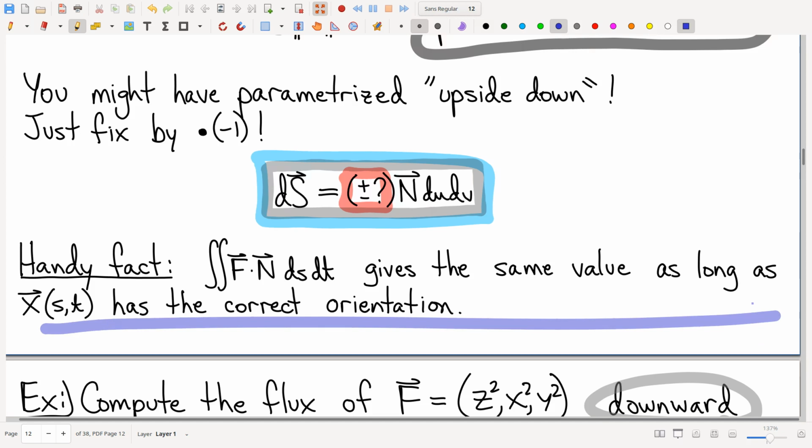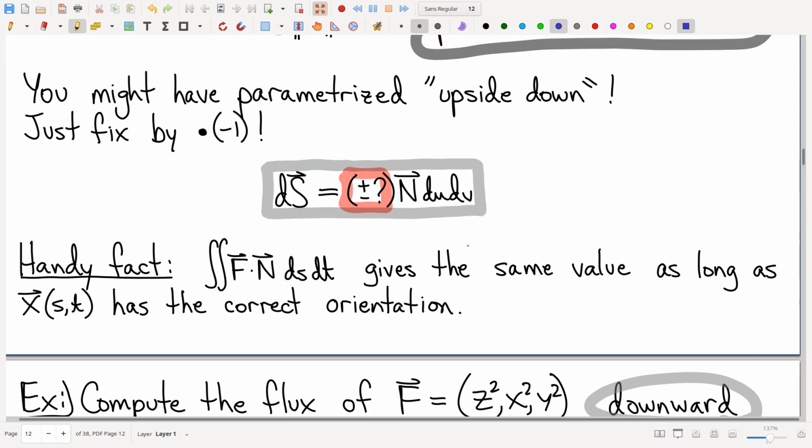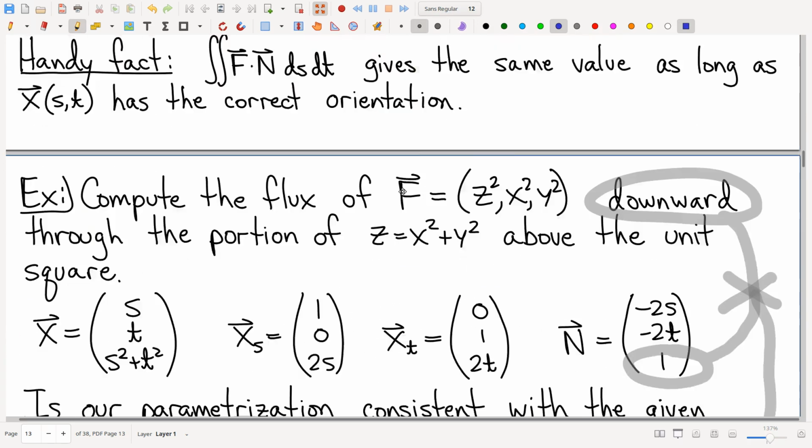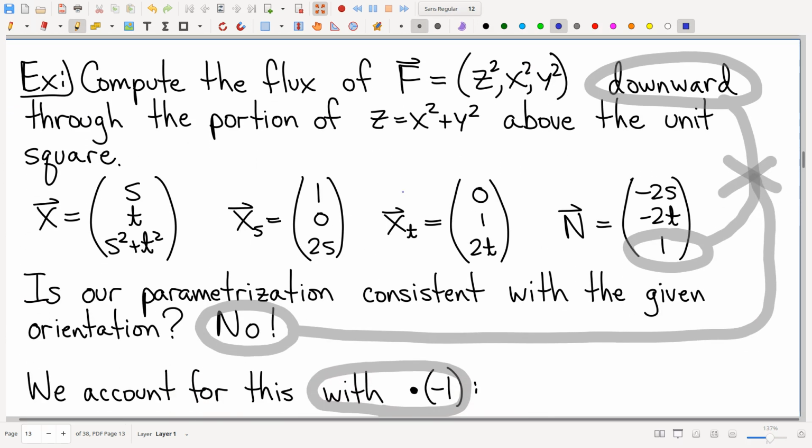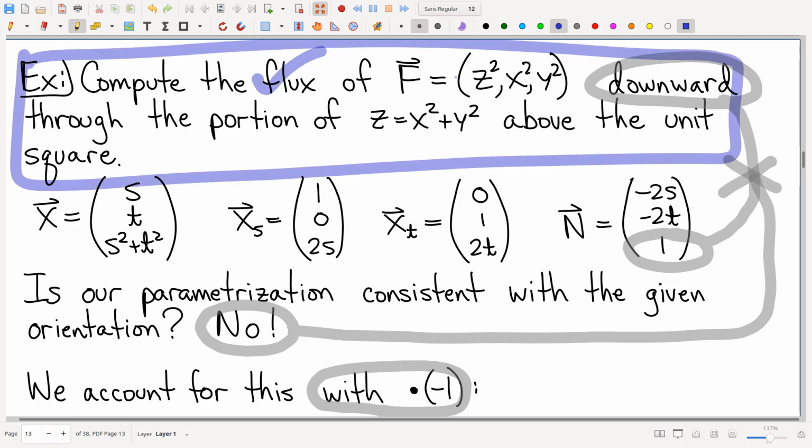Okay, so let's revisit the last example, this time a little different, this time designed for us to accidentally parameterize it the wrong way. How would you tell, and how do you fix it? So here we go. Same example as before. Computing flux, same vector field, same portion of the same surface. The only difference being that now it's oriented downward.